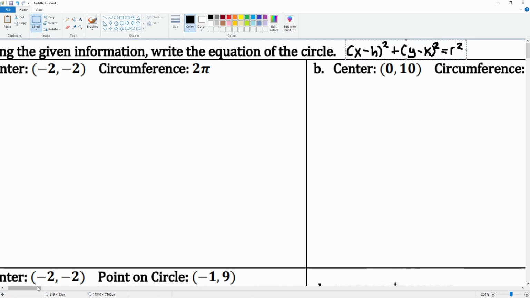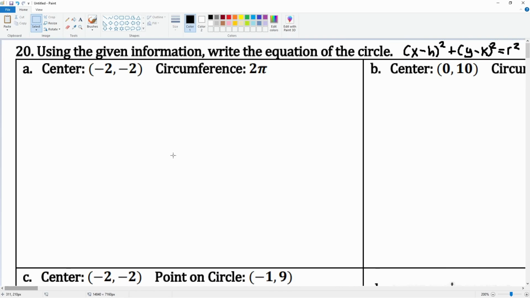We need h, k, and r. So here we have the center, so h is equal to -2, and k here is equal to -2. We want to find the r, but we know the circumference. Circumference is equal to 2 pi r, and the circumference here is 2 pi. So 2 pi equals 2 pi r. This cancels, so we know that r is equal to 1.